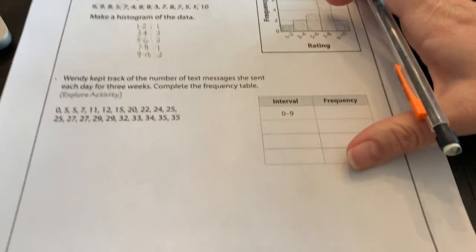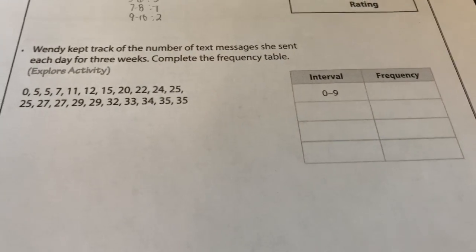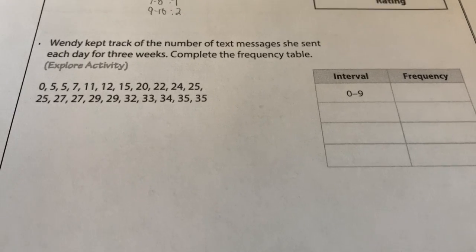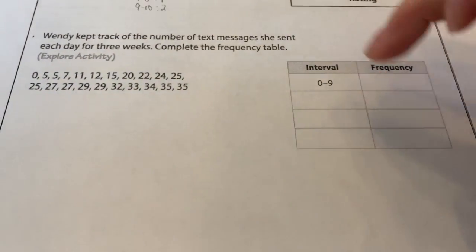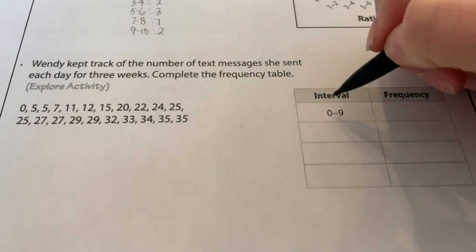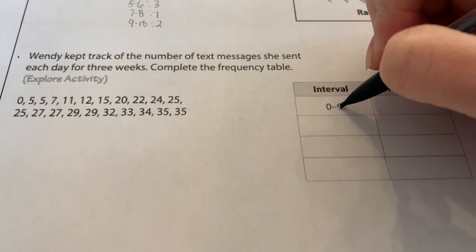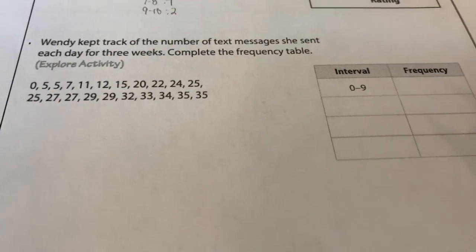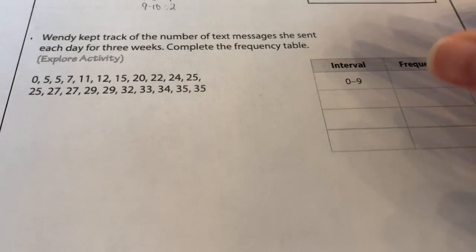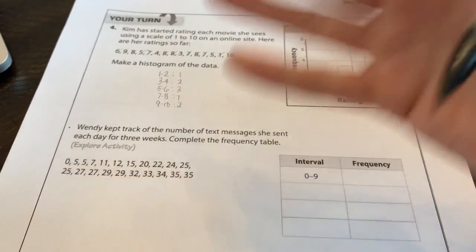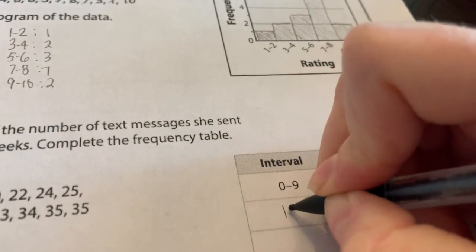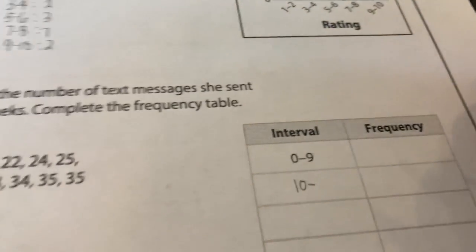Okay, so for this question here, Wendy kept track of the number of text messages she sent each day for 3 weeks. Complete the frequency table. So all we have to do for this one is do a frequency table. So they're giving us the first interval from 0 to 9. So that means we're going by tens, because that's 10 values: 0, 1, 2, 3, 4, 5, 6, 7, 8, and 9. So the next is going to be 10. And what will be 10 more than that?